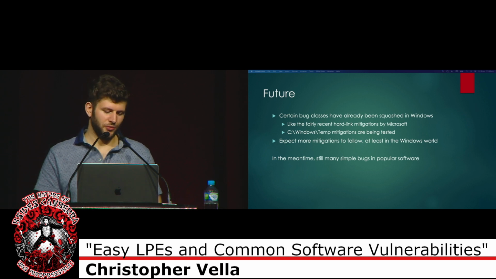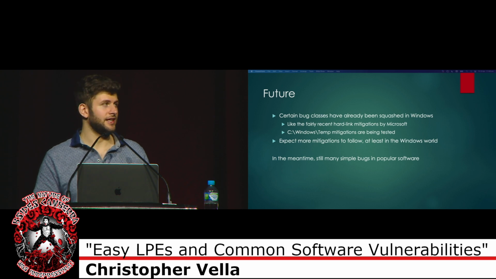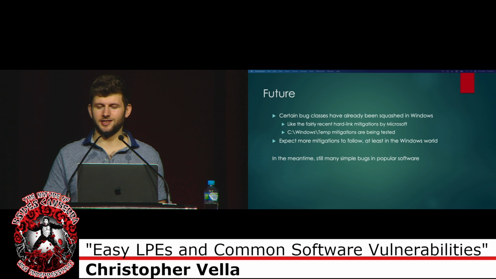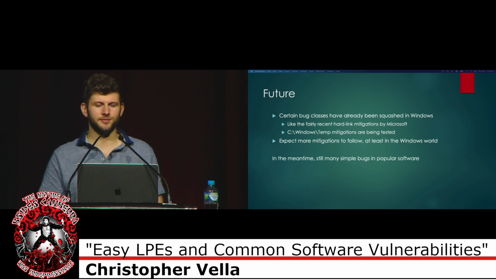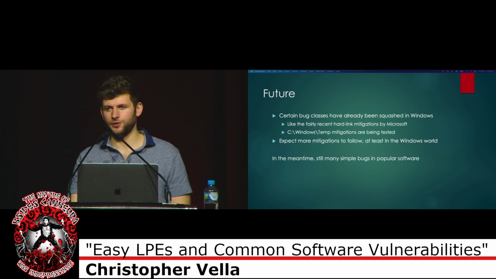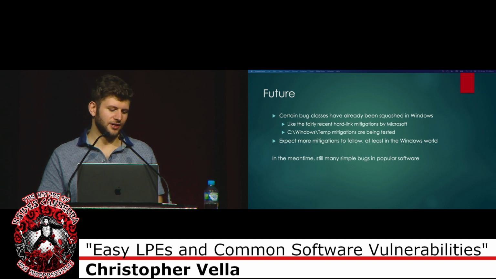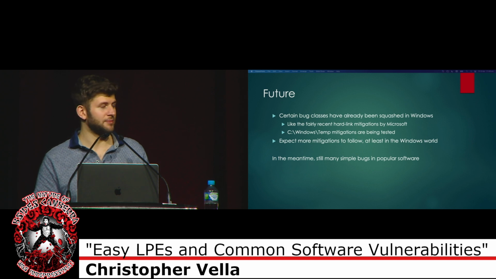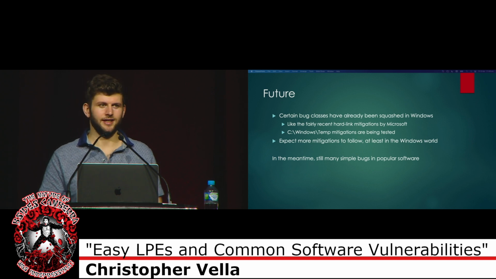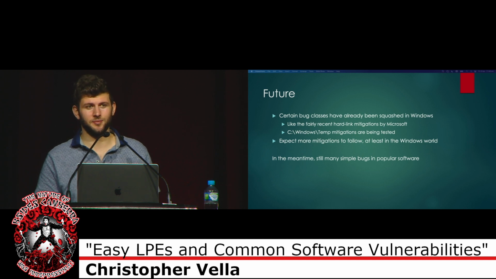And I would actually expect more mitigations to follow, simply because of these types of bug classes, or at least the junctions, like some of the logic things we saw where it just loads a DLL from some directory, I don't think Windows can do much about that. They are trying to do some things around the system temp path, but in regards to the junction stuff we saw, the folder level redirection, I know mitigations on that are being actively looked at. So I would expect something around that to be mitigated in the future. But currently, it's something that plagues a lot of software. So in the meantime, there are still many of those bugs in popular software.